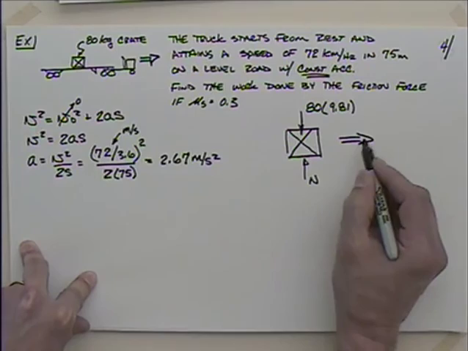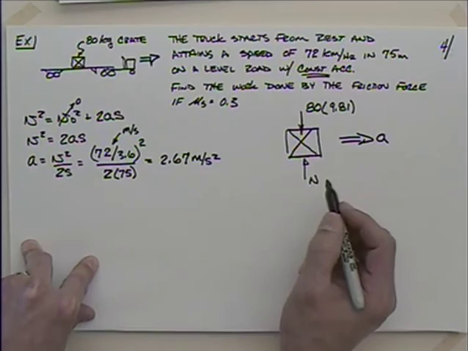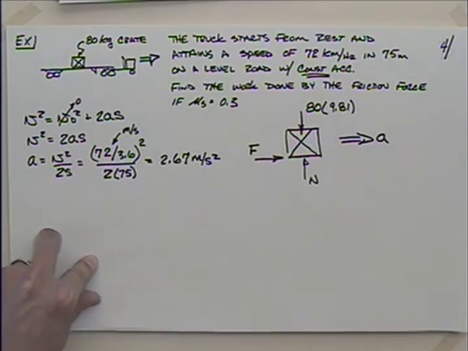Okay, so accelerating there, we'll assume it's accelerating to the right. And I have the force here. And I'm not ready to call that the force of friction. I'm just going to say that that's the force that's giving it the acceleration. So I'll just call that F.